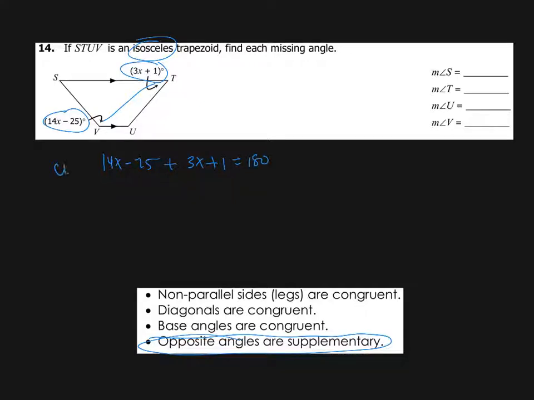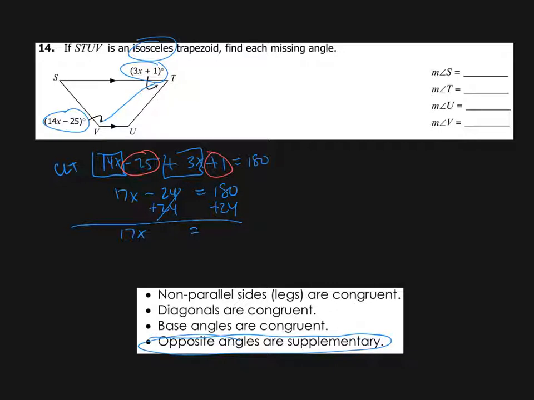So what are we going to do? We're going to combine like terms, right? Don't change your signs. Just push them together. That's 17x. And I got a minus 25 and a plus 1. There's more minuses than pluses, so it's a minus. 25 minus 1 is 24, equals 180. Add 24, add 24. I get 17x, the 24 cancels. 204 divided by 17, divided by 17, x equals 12.